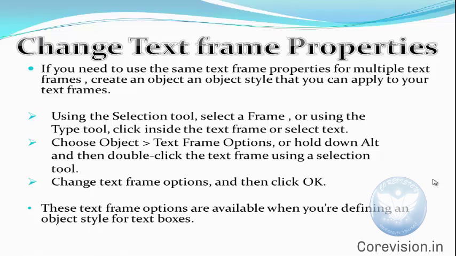Using the Selection tool, select a frame, or using the Type tool, click inside the text frame or select text. Choose Object, then Text Frame Options, or hold down Alt and double-click the text frame using a Selection tool. Change Text Frame Options and then click OK. These text frame options are available when you are defining an object style for text boxes.